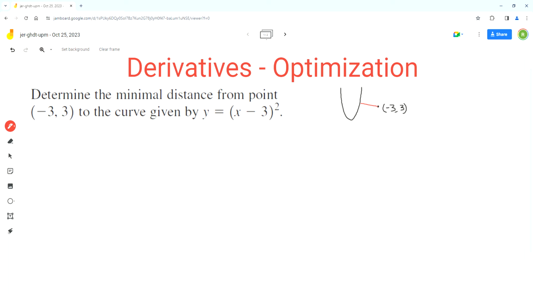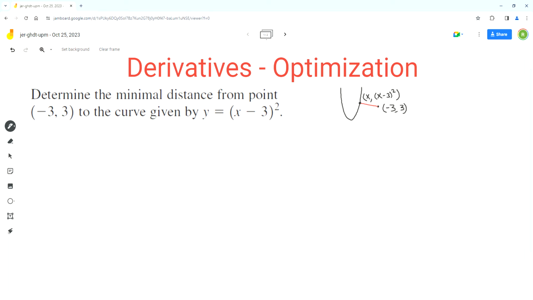Now the first step is to find the coordinates of a general point that lies on this curve. So let's assume the x coordinate of that point on the curve is x. Now as per the equation, if the x coordinate is x, then the y coordinate of that point will be (x - 3) squared. So this is a very important concept you need to understand to solve this problem.